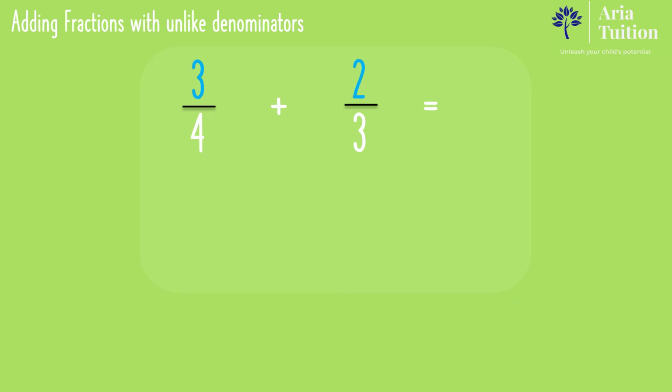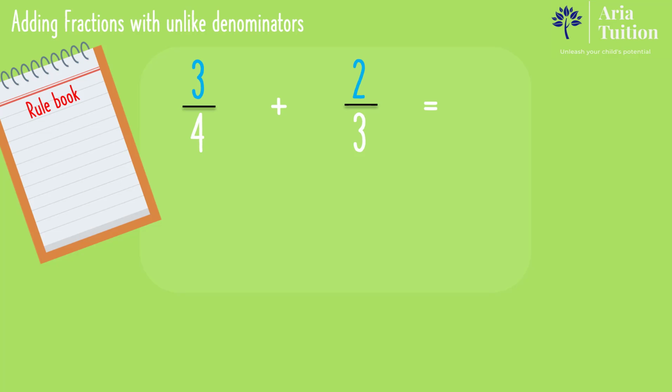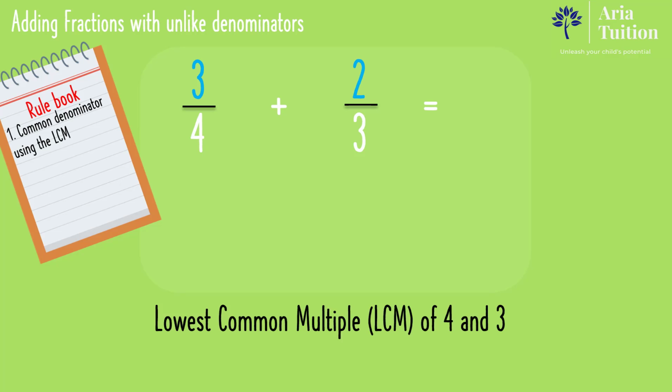But what if our denominators are different? Here's an example. 3/4 add 2/3. Looking at our rule book, number 1 is to find a common denominator using the lowest common multiple of our denominators, 4 and 3. Let's write down the multiples of 4 and the multiples of 3.